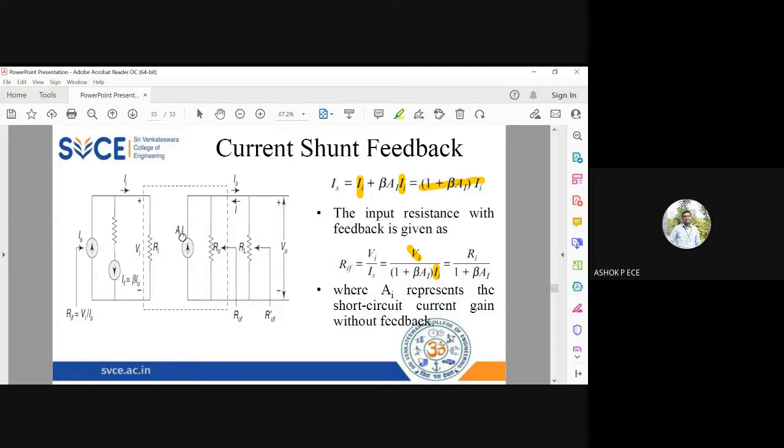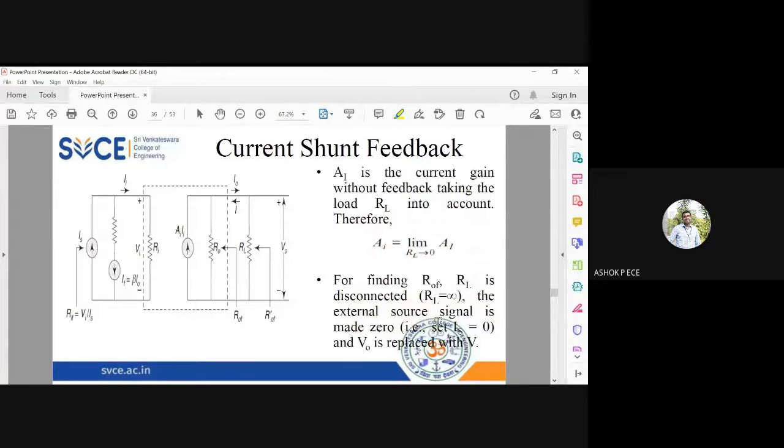Remember, A suffix small I is the current gain without feedback, without load. And A suffix capital I is the current gain considering RL. So for a transistor amplifier with feedback, we can include the load and find one current gain. We exclude the load, we find one current gain. If we don't consider load, that current gain is the actual current gain of your amplifier.